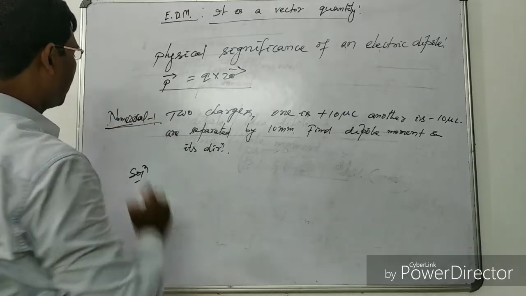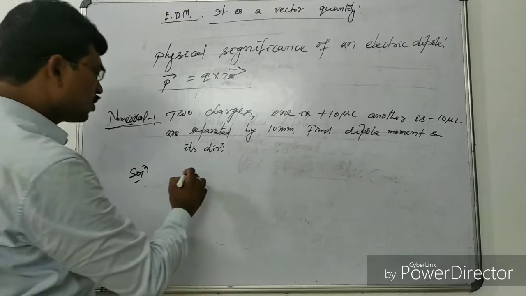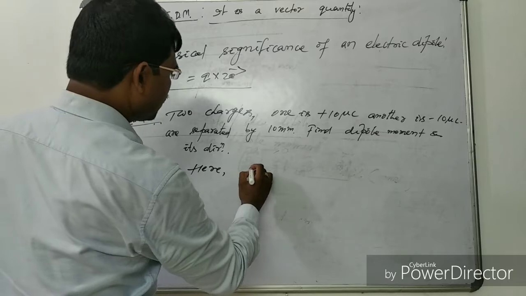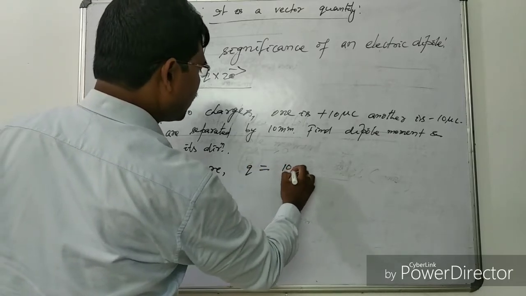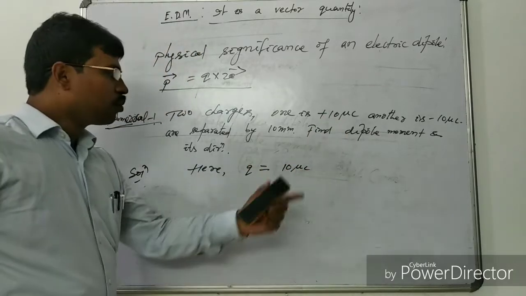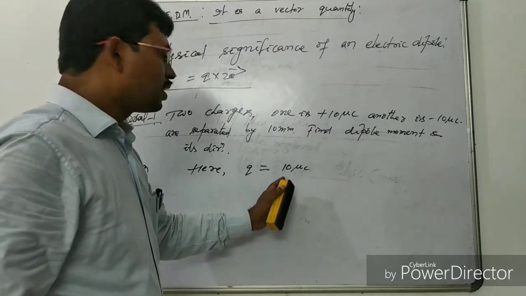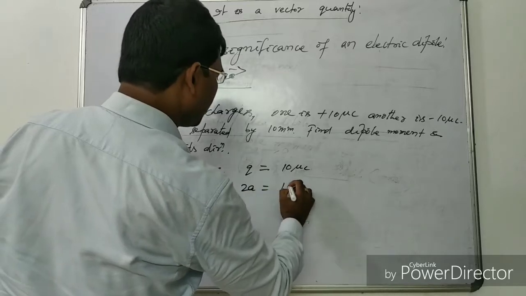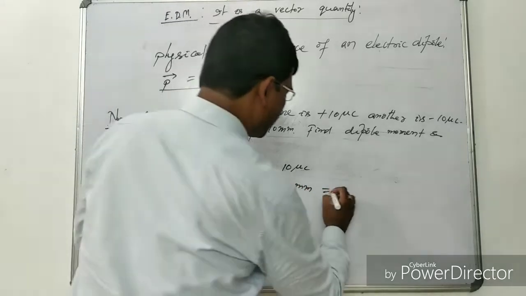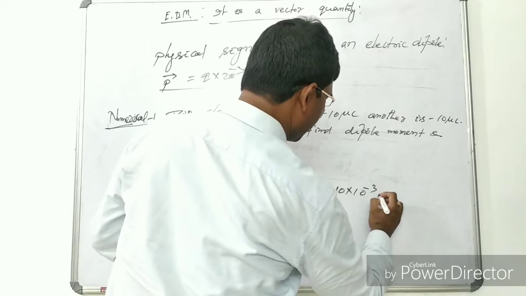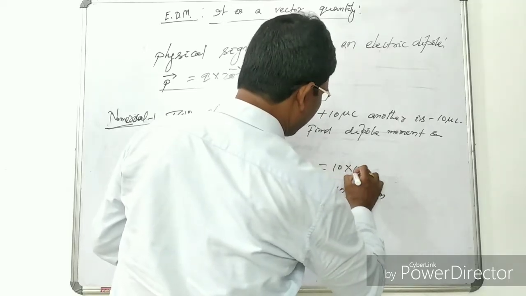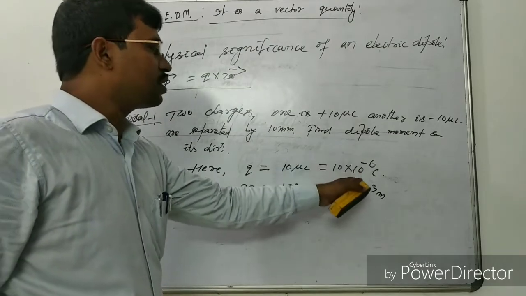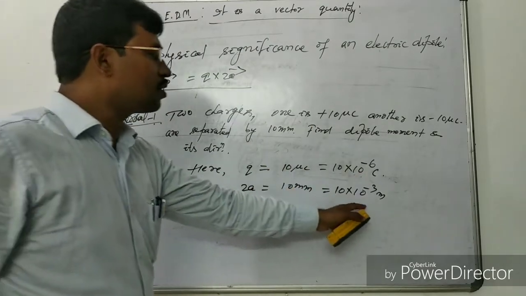If you write this one, numerical 1 solution. So one is charge. Here charge Q is equal to 10 microcoulomb, and distance 2a is equal to 10 millimeter, so it is 10 into 10 to the minus 3 meter, and it is 10 into 10 to the minus 6 coulomb, because 1 microcoulomb is equal to 10 to the minus 6 coulomb. 1 millimeter is equal to 10 to the minus 3 meter.